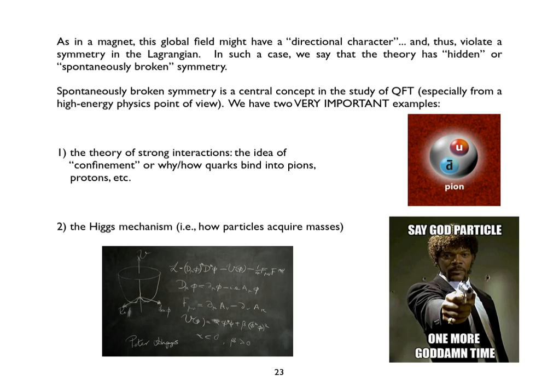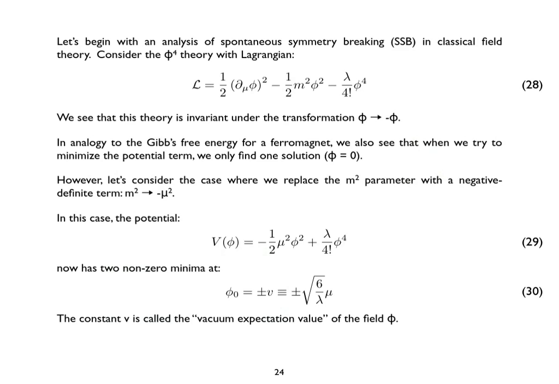But then you cool down below some temperature, and now the quarks and stuff start to bind together, right? And you can describe that using this idea of spontaneous symmetry breaking, which we're going to talk about, but I just wanted to introduce it. And then the second and most well-known example of this in field theory is what we call the Higgs mechanism, and that's what's responsible for giving particles mass. So the W and the Z boson, that's how they get mass.